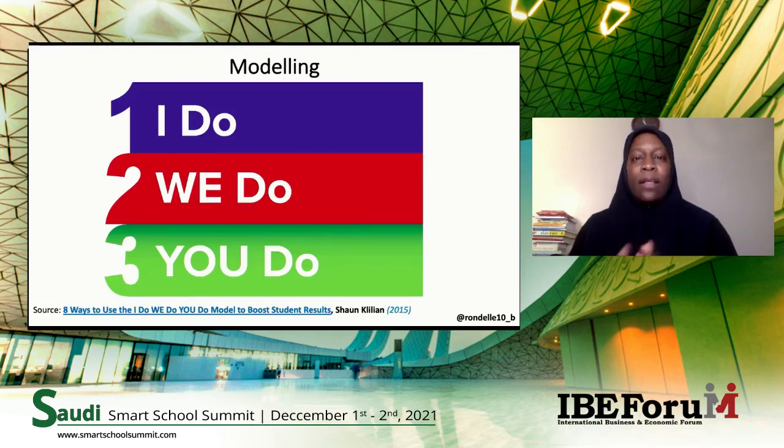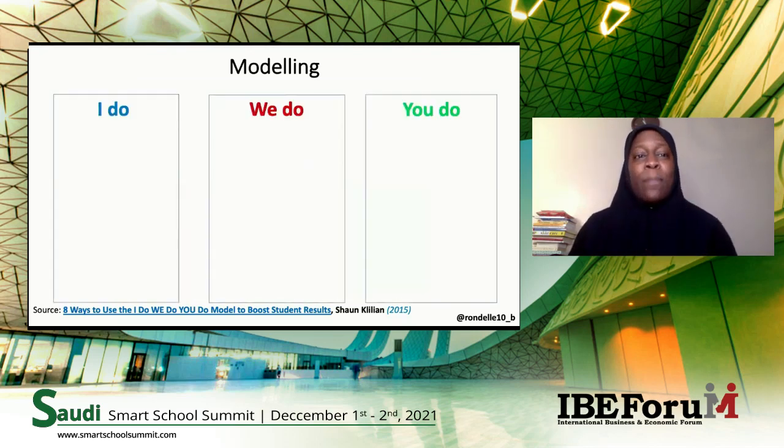Now, modelling. There are many different ways of doing this, but the clearest way is one that Sean Killian has outlined: the I do, we do, you do. And I'm going to break that down because there are actually 8 different steps within that particular process. So when you as a teacher are modelling, that is the I do.